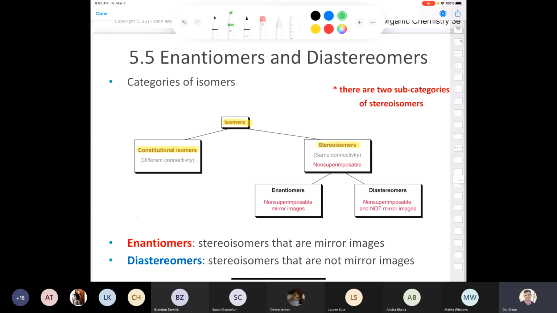But if you have stereoisomers, there are actually two subcategories of stereoisomers. Now, last class, we looked at enantiomers in a lot of detail. Enantiomers are mirror images that are non-superimposable, like your right and left hand, for example. And then we introduced the concept of diastereomers. So these are non-superimposable compounds that have the same connectivity, and they're also not mirror images. So to summarize, enantiomers are stereoisomers that are mirror images, and diastereomers are stereoisomers that are not mirror images. And again, I recommended memorizing these two definitions for the next quiz.